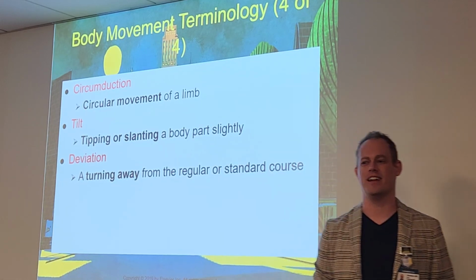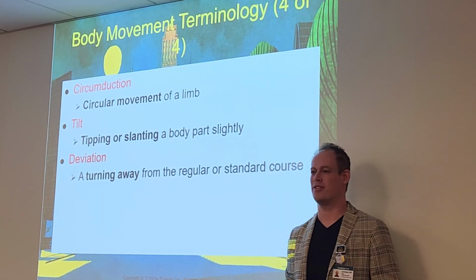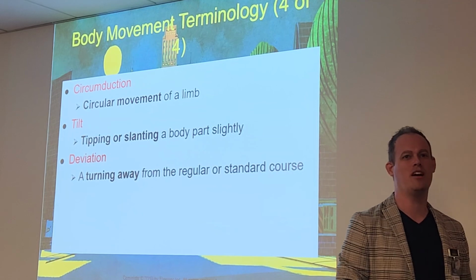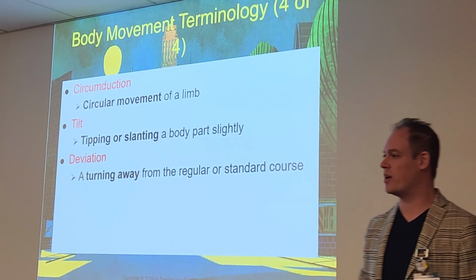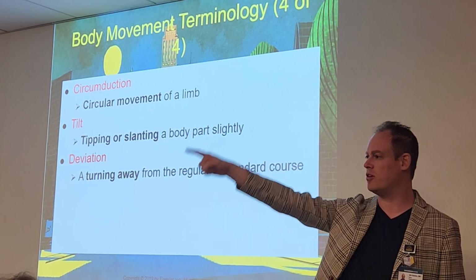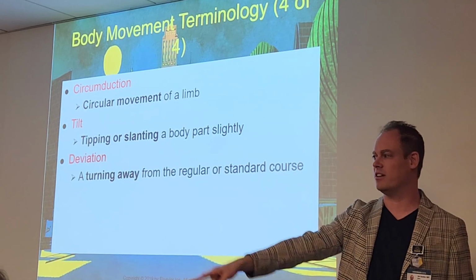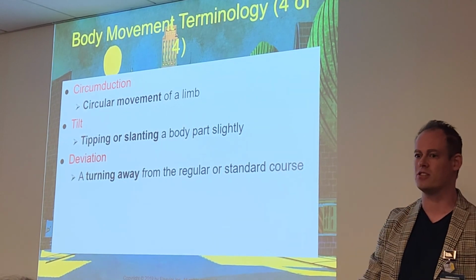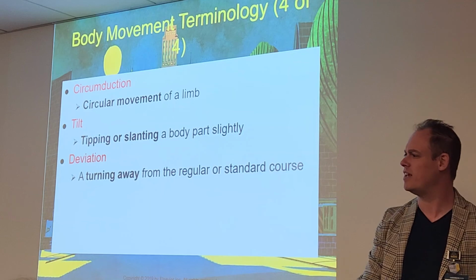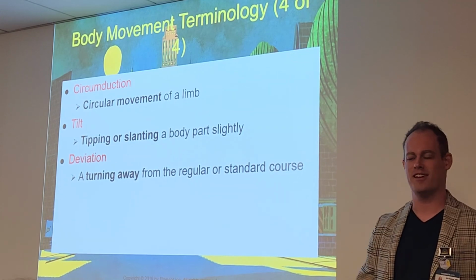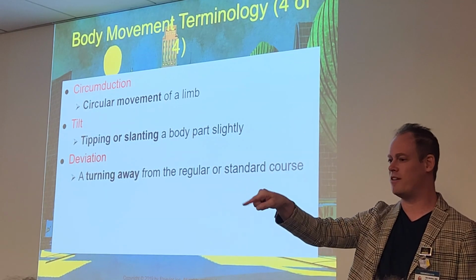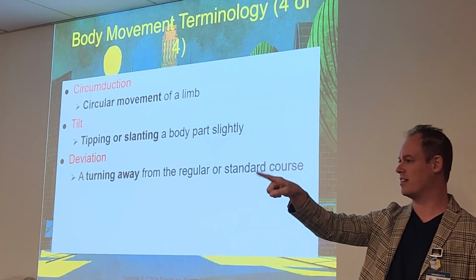Circumduction. We're almost done, guys. I know y'all are sick of vocabulary words, but we're almost there. Circumduction means a circular movement of a limb. So I can take my hand like this, and if I draw a circle, this is circumduction. I can do my foot in a circle. Circumduction. I can also just do my finger with circumduction like this.